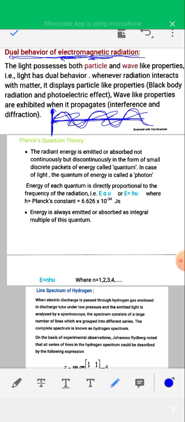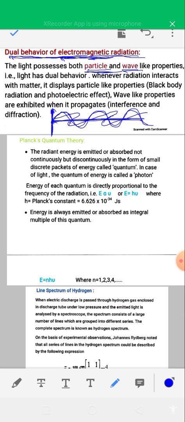So any type of light has wave nature, we know that, but here see the topic: dual behavior of electromagnetic radiation. According to this theory, light can have two types of property or two types of nature: one is particle nature, another is wave nature. So light has dual behavior.